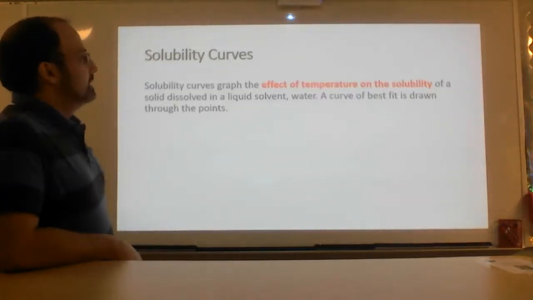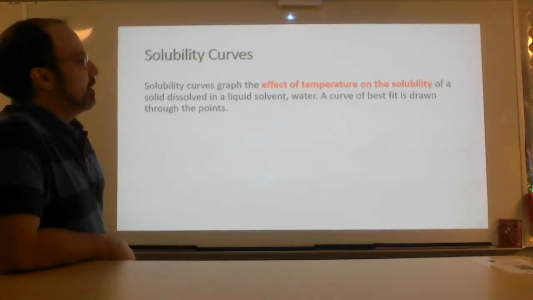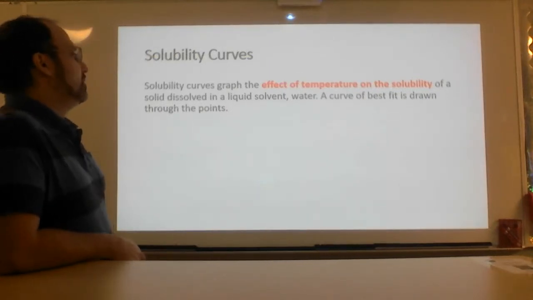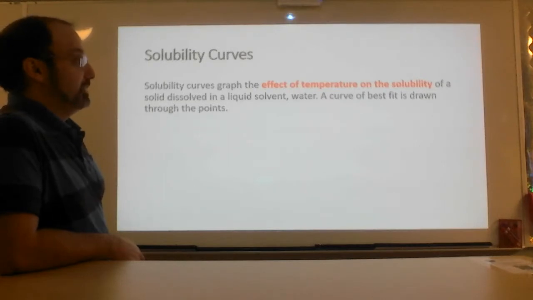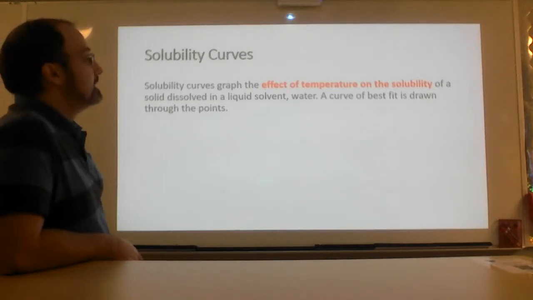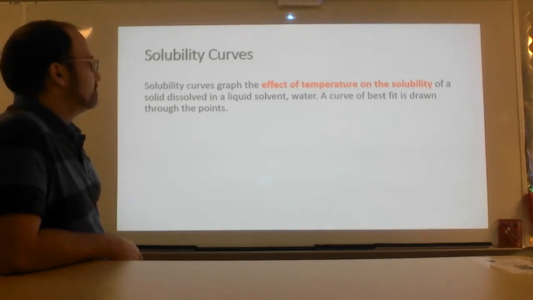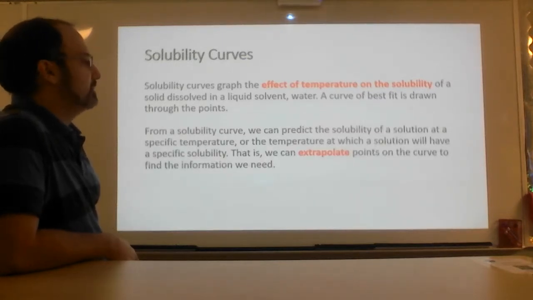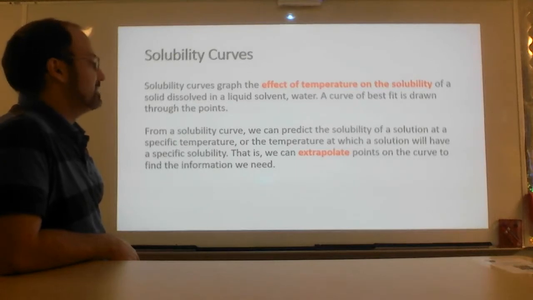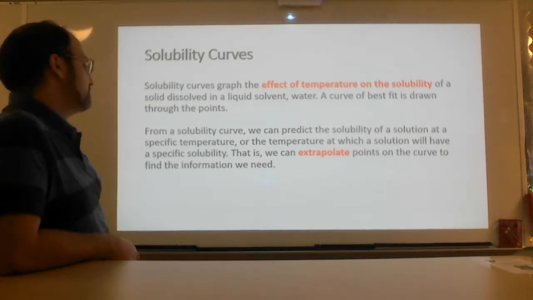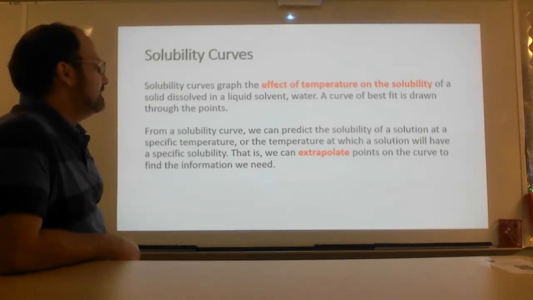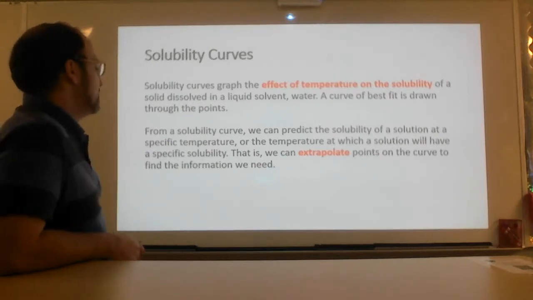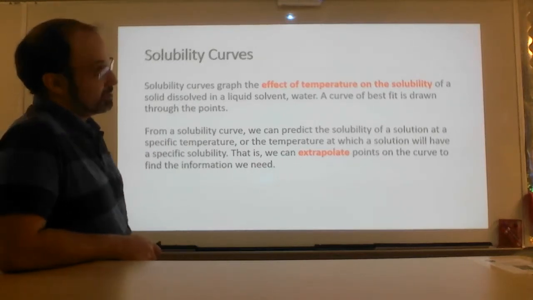Okay. They are the effect of temperature on the solubility of a solid dissolved in a liquid solvent, specifically water, because we do a lot of that. A curve of best fit is drawn through all the points. From a solubility curve, we can predict the solubility of a solution at a specific temperature, or the temperature at which a solution will have a specific solubility. That is, we can extrapolate points on the curve to find information we need, or interpolate, depending on which one we need to do.